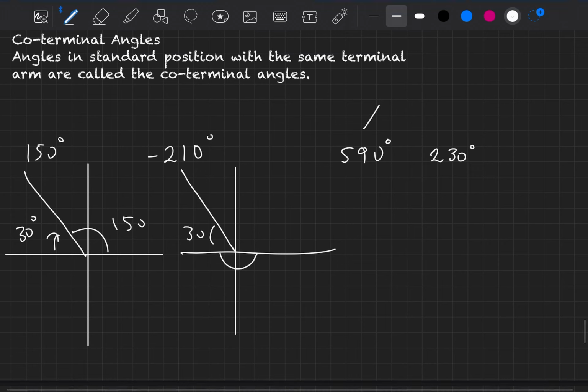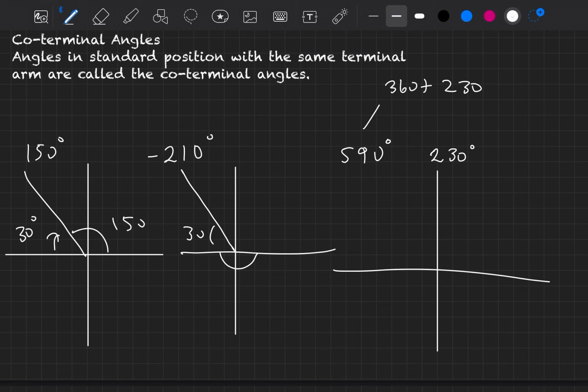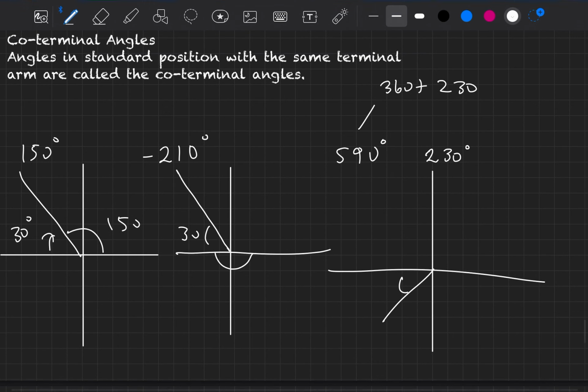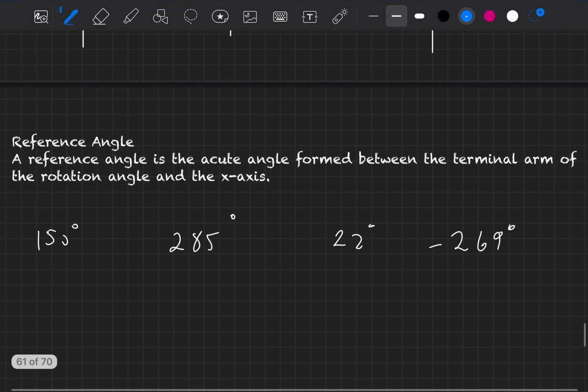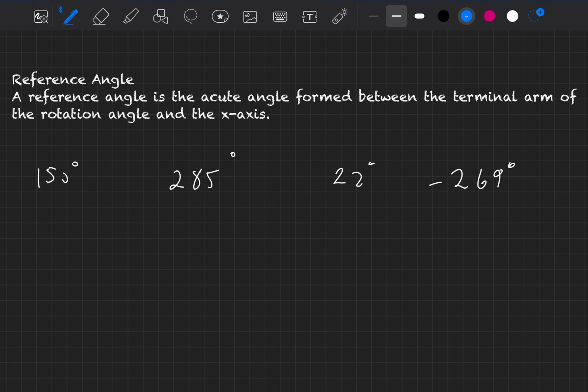Okay, and then 590 would be 360 plus 230. So I'll just draw them both on one grid. So that's going to be 230. This is 50 degrees after one rotation, and then 230 and 230. So they would both be in the same location. Okay. So therefore they're coterminal.